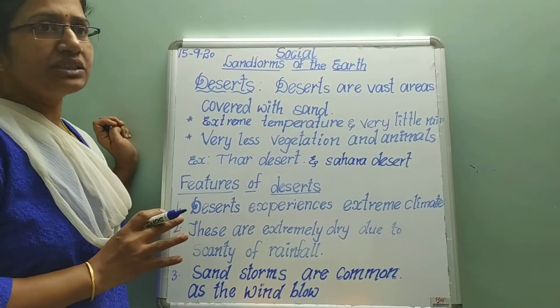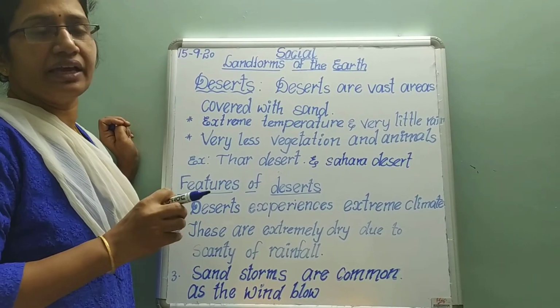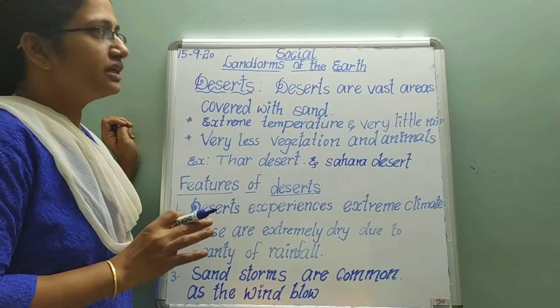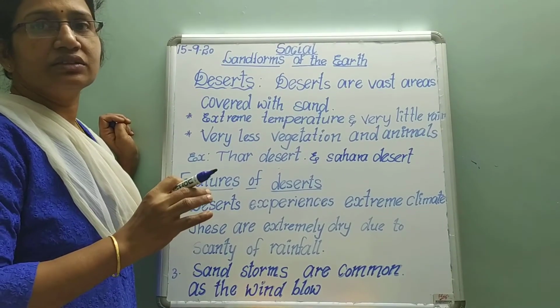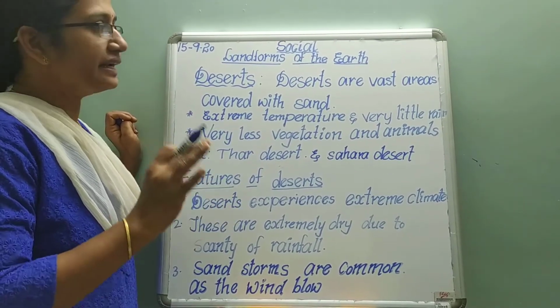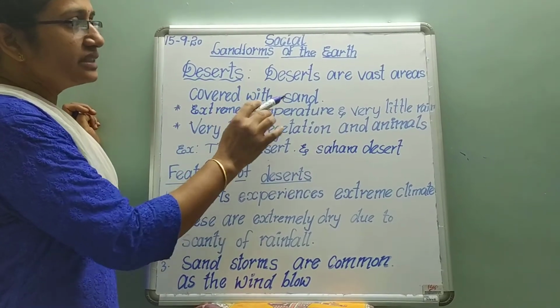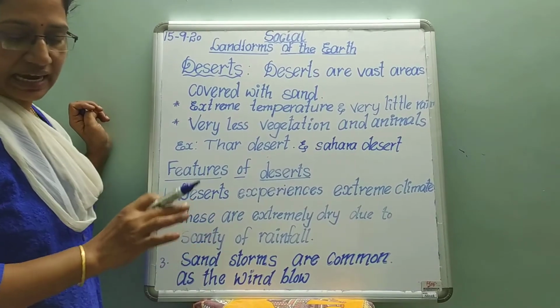So here, deserts means very vast land. That means a very big area fully covered with sand. Here you can observe, deserts are vast areas covered with sand.